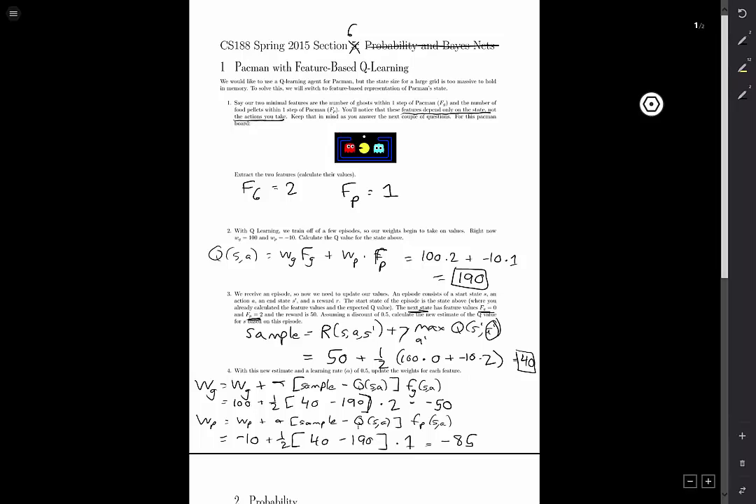So what do we notice here? Well, we notice that the weight on the ghost went from 100 to -50, which makes sense because ghosts should actually be avoided. Now, for the pellet, it went from -10 to -85, but the difference is a lot lower than it was before. So it's making progress. And if we ran this more, then the weights would converge to better values.